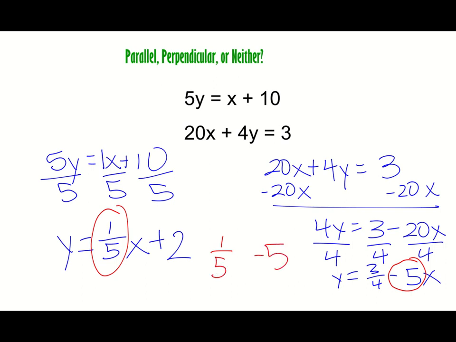So they aren't parallel because they're not the same slope. Perpendicular means opposite sign, which they are. One's positive, one's negative, and the reciprocal. And they are that. So 1/5, the reciprocal of that, you'd flip them. So it'd be 5/1 or 5. So these are going to be perpendicular lines.